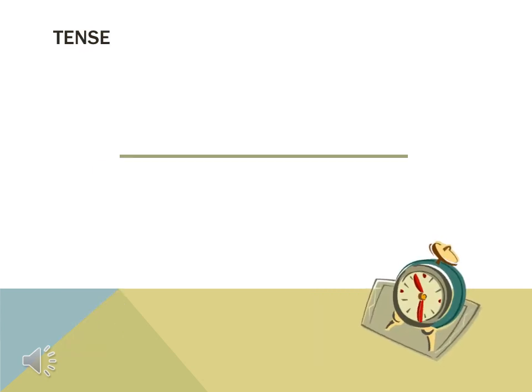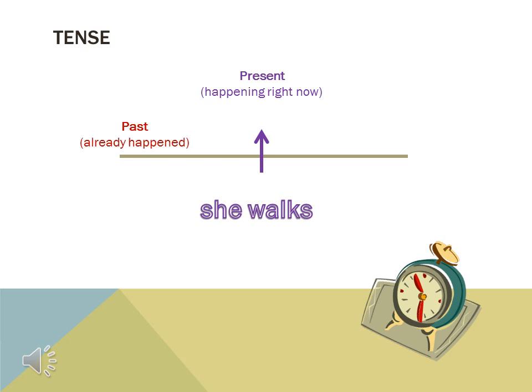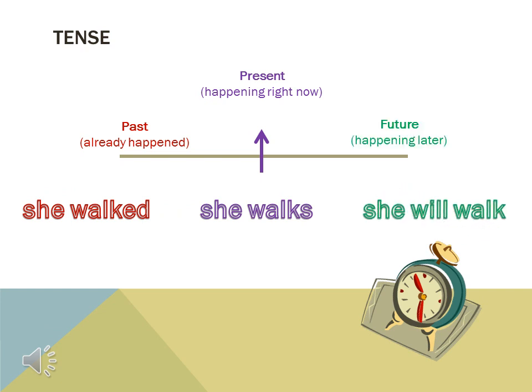Verbs may represent different time, which we call tense. Present tense verbs express something that is happening right now, as in, today she walks. Past tense verbs express something that already happened, as in, yesterday she walked. Future tense verbs express something that will happen later, as in, tomorrow she will walk. Understanding tense and verbs allows us to recreate the reality of time, which makes our writing and speaking more interesting and more accurate.